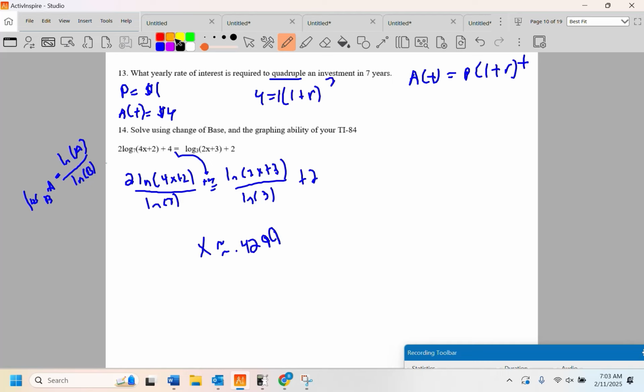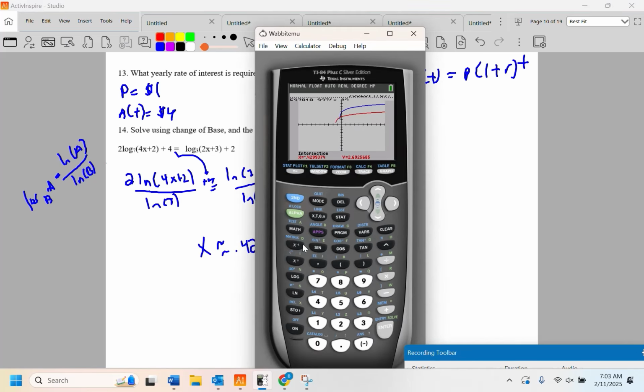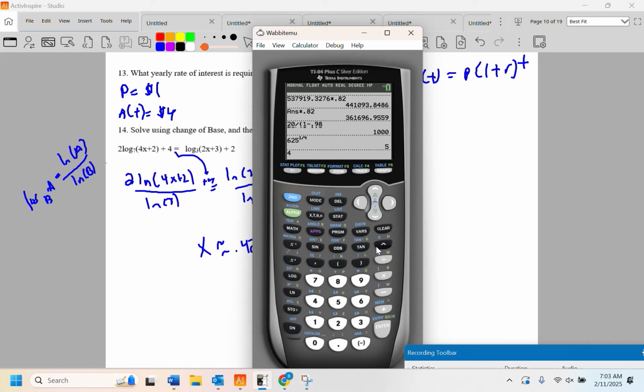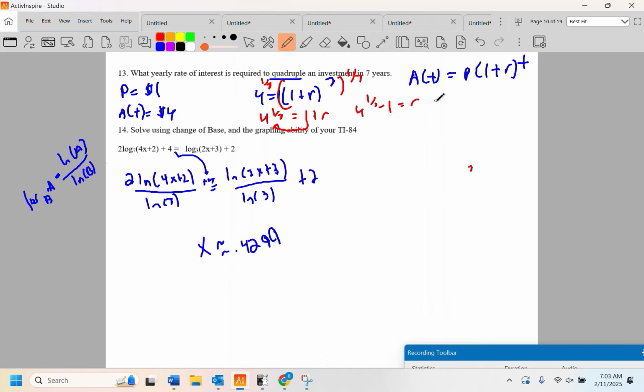The opposite of the 7th power is its reciprocal, the 1/7. So my next line would say 4 to the 1/7 is 1 plus r. We just subtract 1. 4 to the 1/7 minus a 1 is my rate. Let's see what that is. 4 to the 1/7 minus a 1. 0.2190, or 21.90%.